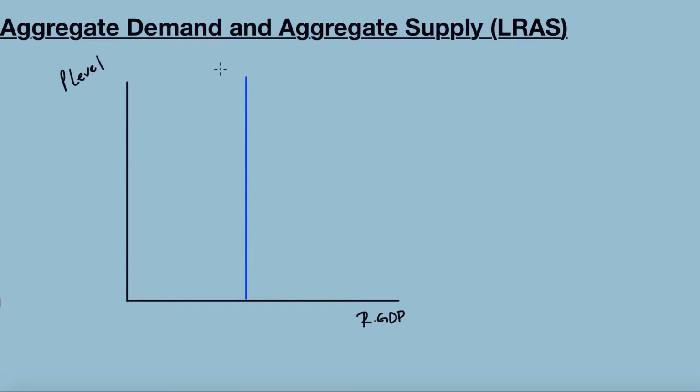So that vertical line is our long-run aggregate supply curve, and it is pegged at our full employment level of real GDP. That doesn't mean it can't increase or decrease, but if our potential GDP, by which I mean our full employment level of real GDP, is $18 trillion, then that's where our long-run aggregate supply curve is going to be pegged. At this level of real GDP, unemployment equals full employment.